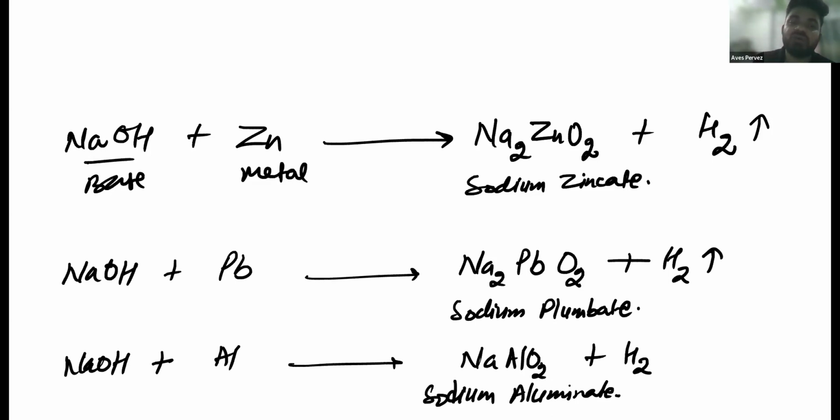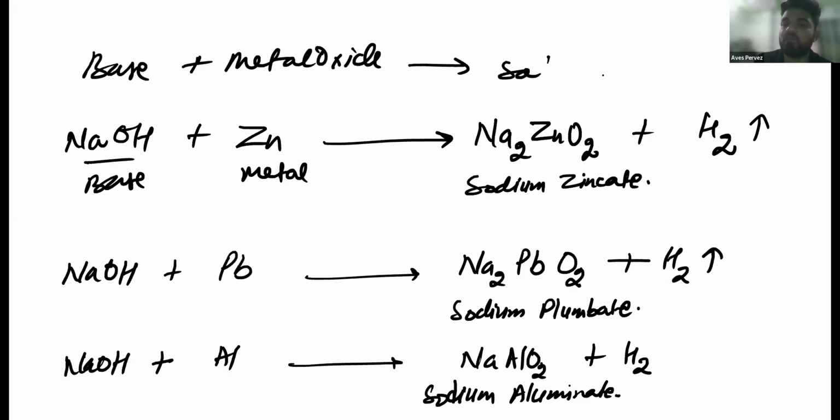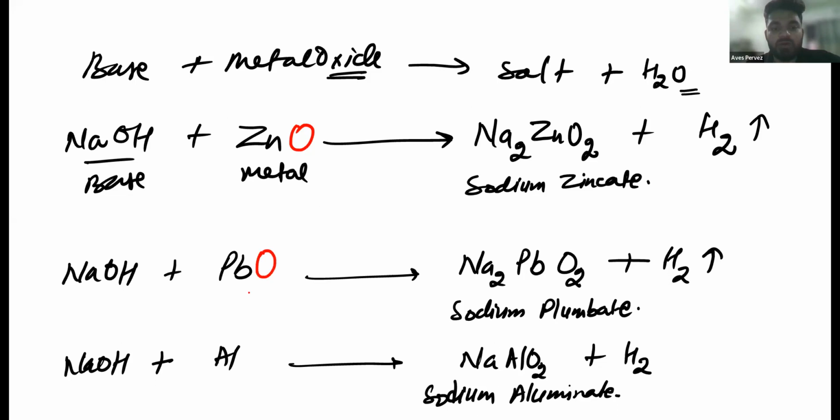Now, this was just metals reacting with base. If we have metal oxides instead, then base when reacting with metal oxide will again give you salt plus water. If we add oxide here, like ZnO, PbO and Al2O3, then it will form H2O along with the salt. Note it down again.